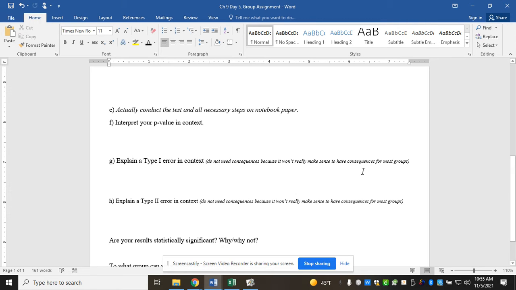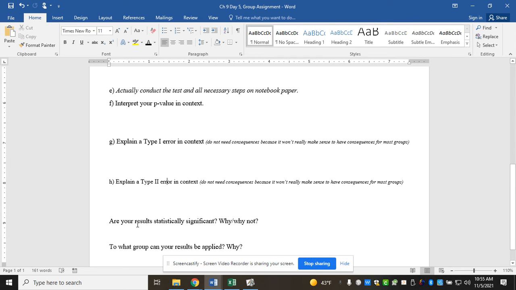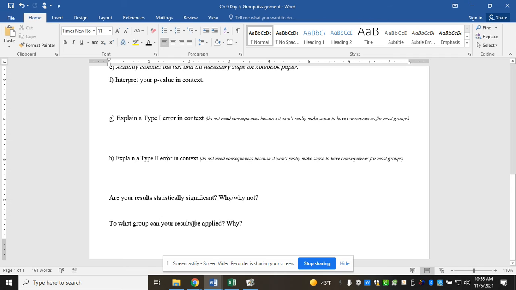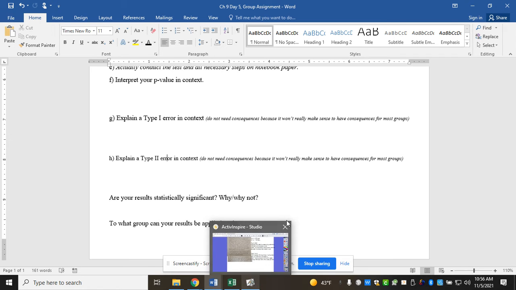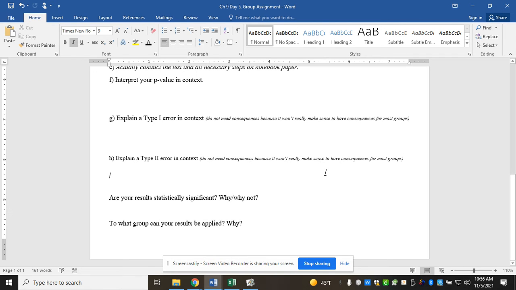I am not asking you to do consequences because you're probably not going to be doing a test for anything that would make sense to have consequences. Like if you're wrong, then so what? So we're not doing something that deals with consequences right now. And then, are your results statistically significant? Why or why not? And to what group can your results be applied? Do you understand what I'm requiring of you? I'm going to print this out for you.